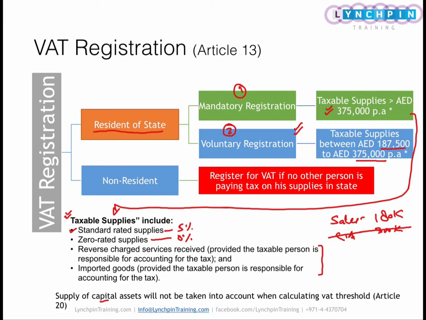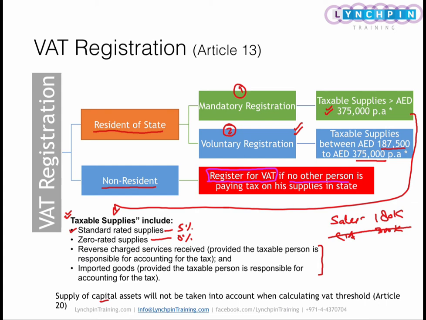Next interesting requirement is that if I'm a non-resident business, which means I do not operate here in UAE. In this case, I have to apply for VAT registration. There is no threshold requirement. I have to apply for it unless there is no other person in this country, in UAE, who is paying tax on my behalf, which means that if somebody is paying VAT on imports, I will not be required to have the VAT registration.